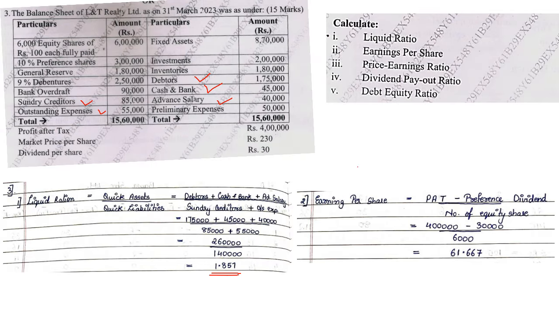Second, earning per share. The formula for earning per share is profit after tax minus preference dividend upon number of shares. Profit after tax given is 4 lakhs. Preference dividend is taken on preference share. Now preference share is 10% of 3 lakhs, so 10% of 3 lakh is 30,000. So 4 lakhs minus 30,000 upon number of shares. Here the number of shares is directly given to us as 6,000. So 4 lakh minus 30 divided by 6,000, we got 61.667. That is earning per share. So these are the first two ratios. You can go through it once.